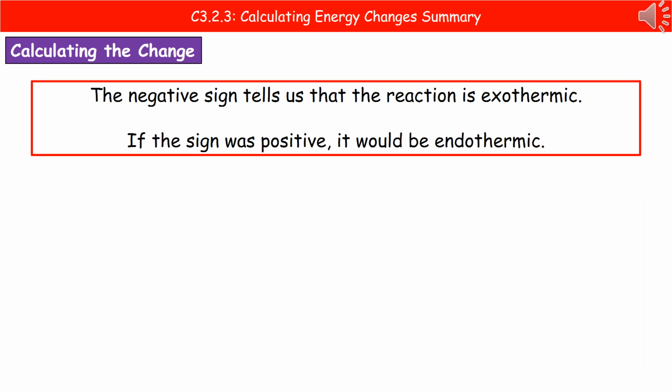calculation. So what do those positive and negative signs actually tell us in the energy change? Well, if we have a negative sign, then that tells us that our reaction is exothermic. Whereas if we have a positive sign, then we have an endothermic reaction. So what we can actually do is, by carrying out that calculation, we can then identify whether the reaction is endothermic or exothermic just by looking at the sign of our answer.